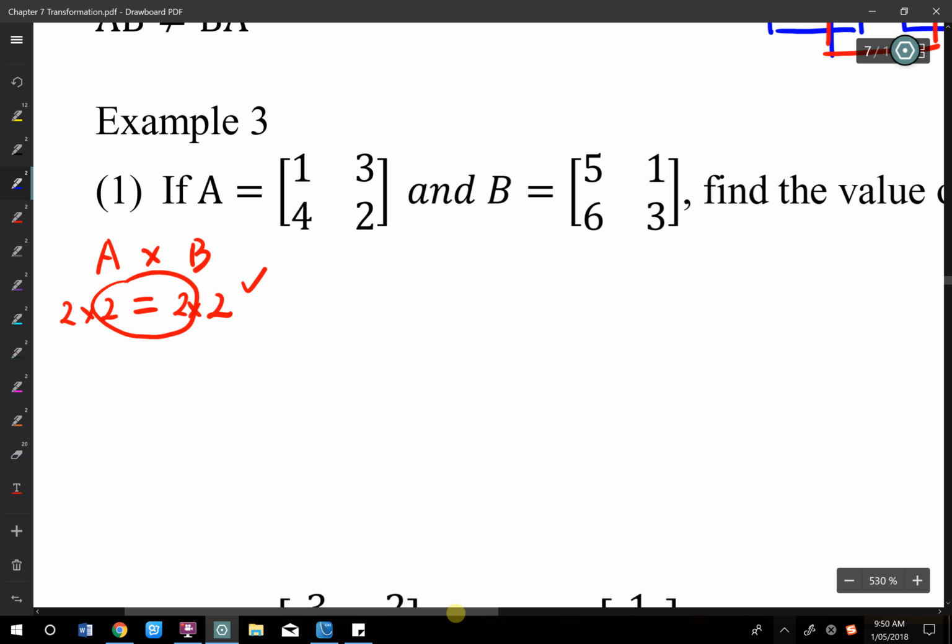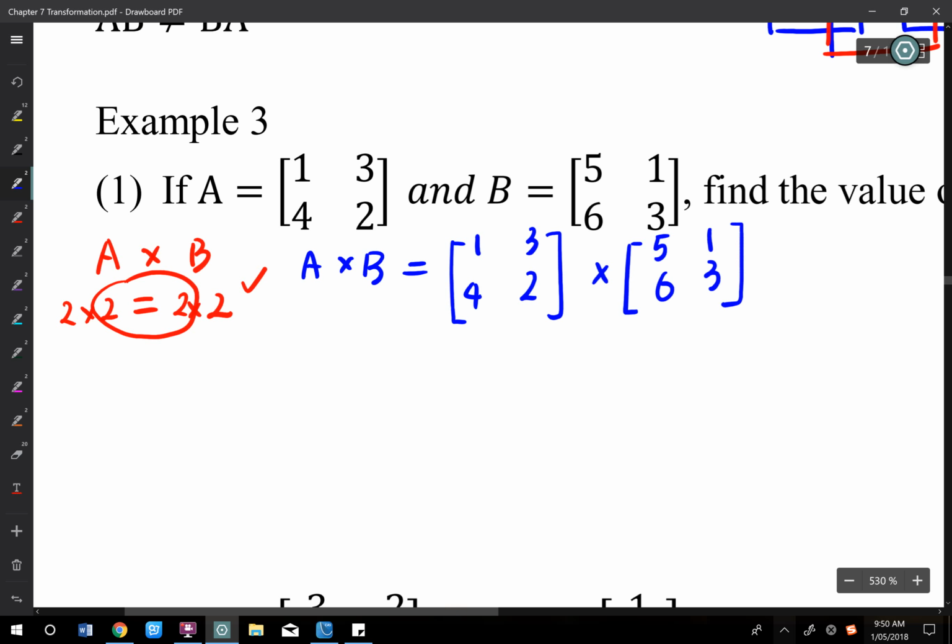I write it here. A times B equals the matrix 1, 3, 4, 2 times the matrix 5, 1, 6, 3. Two matrices, we write in that way. The way I like to do it is to circle it. It can be quite messy, but it's very easy for me to think, because I circle the row for the first matrix and the column for the second matrix. It doesn't matter how many rows you have, just always circle them.